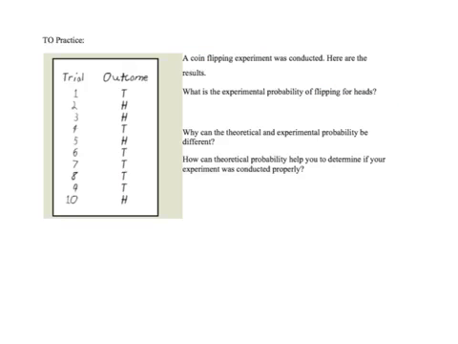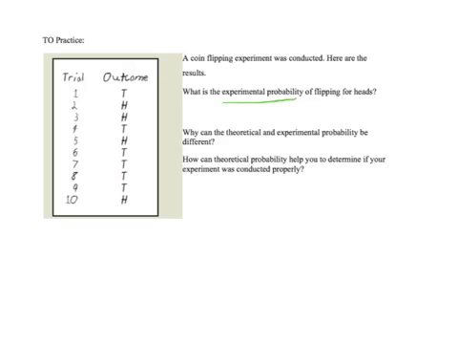All right, now it's time for you to practice. Here we have a coin flipping experiment. Here's the results. You're going to try to determine the experimental probability for flipping heads, compare the theoretical and experimental probability, and explain how come they can be different. Take a moment, press pause, and try answering these questions using these results. All right, let's take a look.